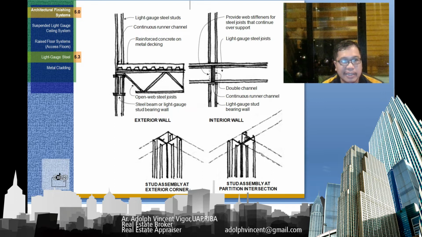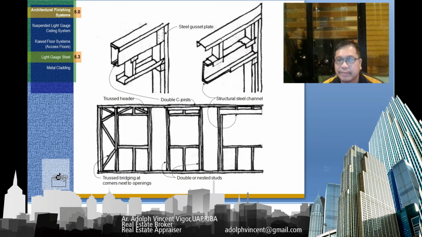Let's move into the next slides. So this is an example of a steel gusset plate. It's used to connect two different materials together. So it will just depend on what the structural computations are.